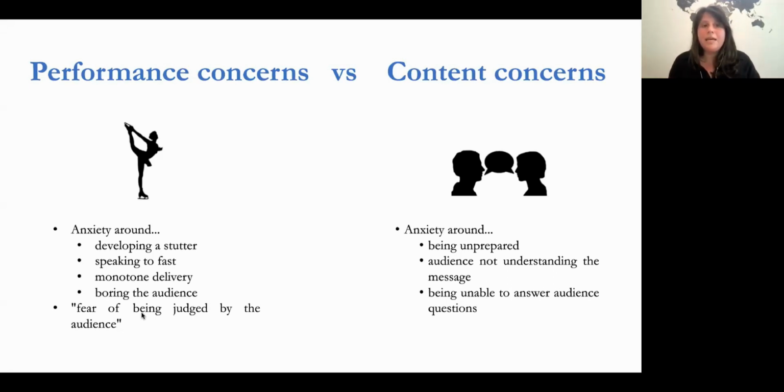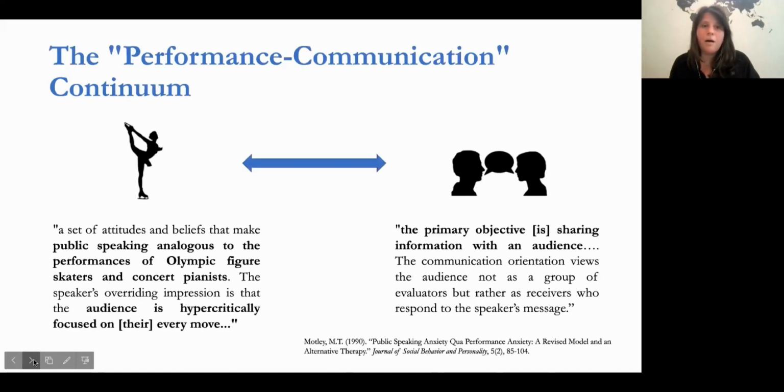But what's interesting to me is the way that you can understand these two kinds of concerns. In doing some of the research around public speaking anxiety, we came across something called the performance communication continuum by a communication scholar, Michael Motley, who also works with some other co-authors. You can see how the student concerns in these two categories map onto this continuum that Motley writes about, where he talks about how the anxiety around public speaking comes when we worry about the performance aspects of speaking, when we understand public speaking as analogous to the performances of Olympic figure skaters and concert pianists, when we worry that the audience is hypercritically focused on our every move.